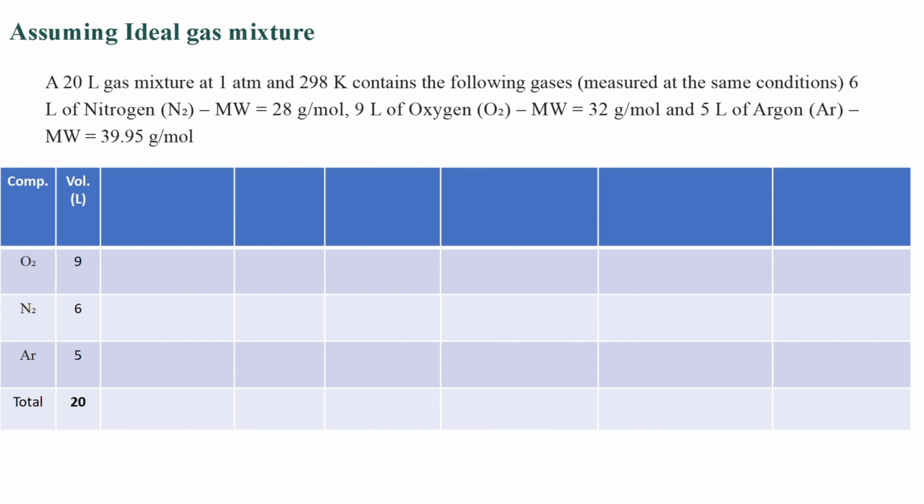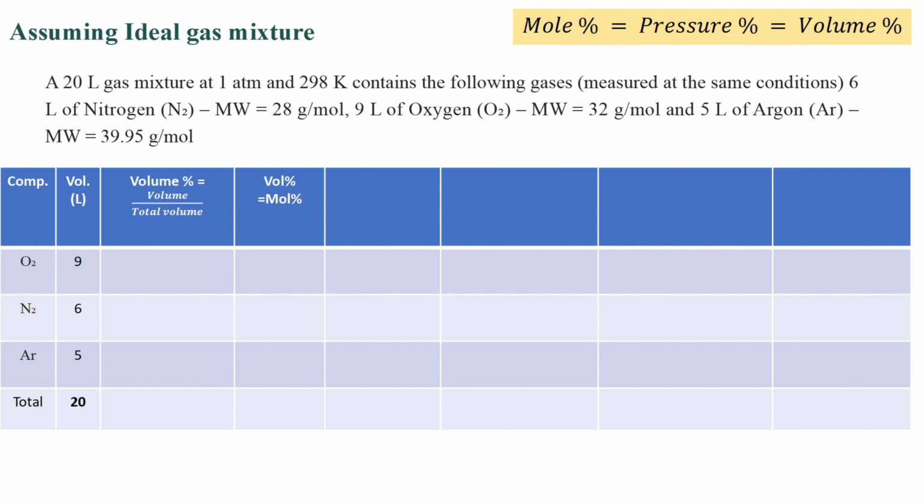First I'm summing up and finding the total volume. In this case, we can assume it's an ideal gas mixture. For an ideal gas mixture, the mole percentage is equal to the pressure percentage and volume percentage. Since the data here is given in terms of volume, if we find the volume percentage, we can equate it to the mole percentage. Once we find the mole percentage, we can directly calculate the mass fraction. To find the volume percentage, the volume of the component divided by the total volume times 100. For oxygen, 9 by 20 times 100 gives 45, the volume percentage of oxygen. Similarly, for nitrogen and argon it comes to 30 and 25 respectively.